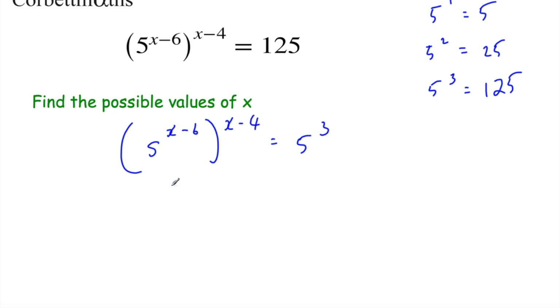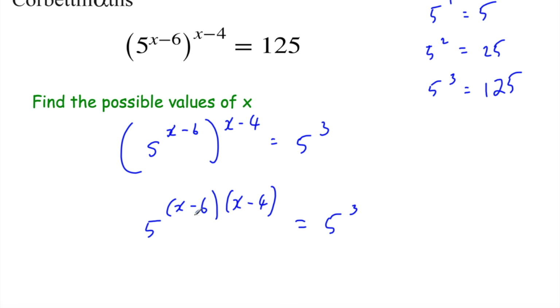So if we were to do that, we would have on the left hand side 5 to the power of, now we'd times the two powers together, so I'm just going to put them in brackets and put them beside each other. So I'm just putting the x minus 6 and the x minus 4 beside each other here in brackets, because you're timesing the two powers together. And that's equal to 5 to the power of 3.